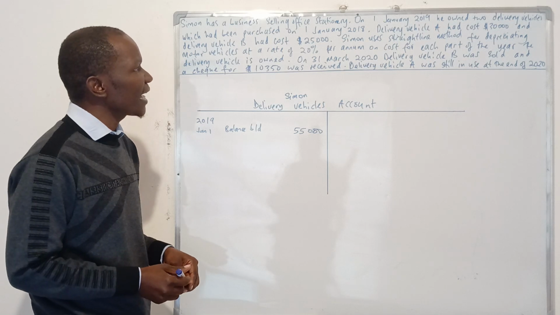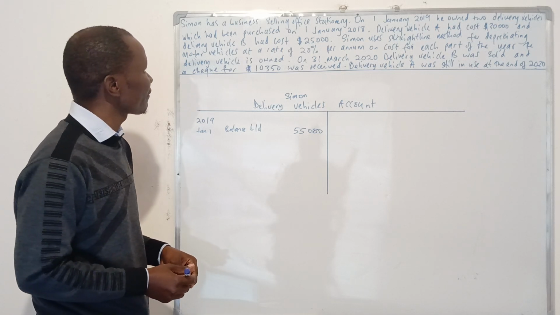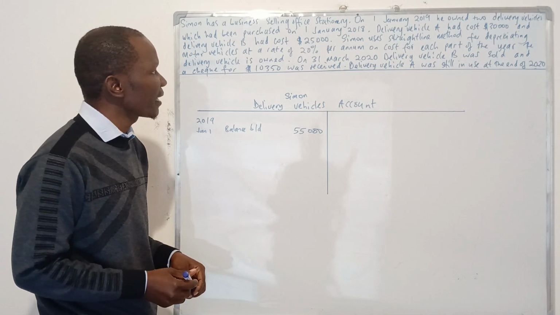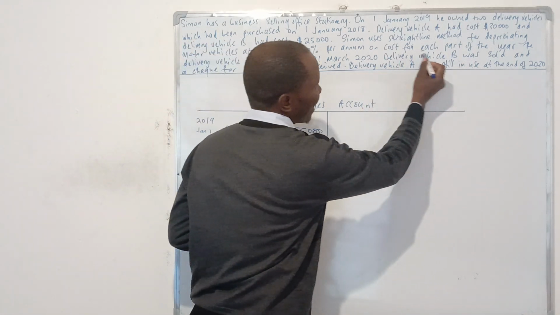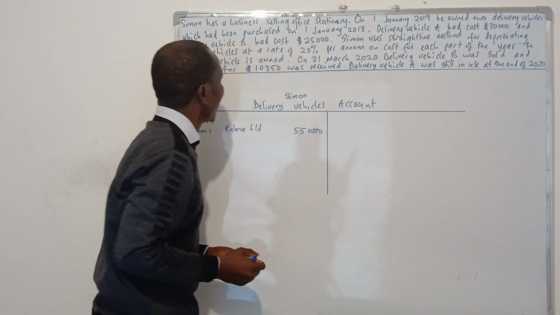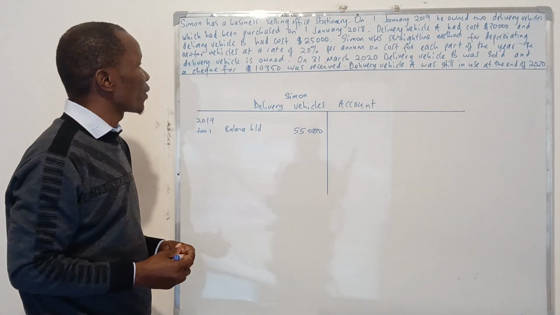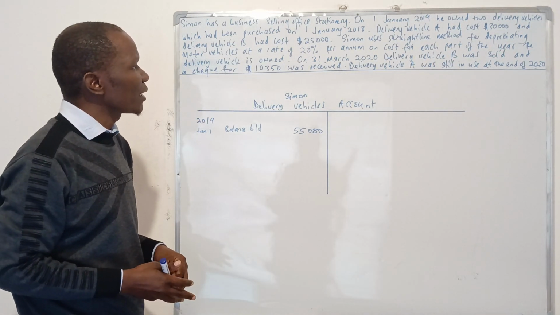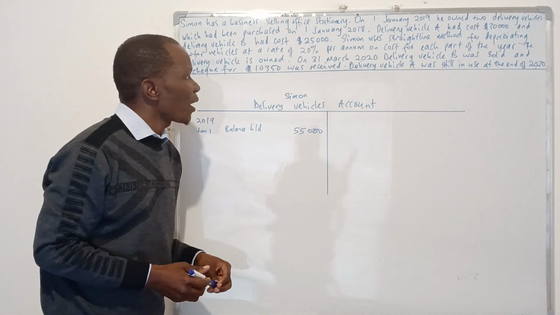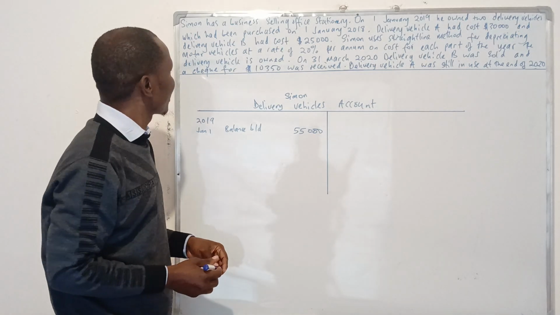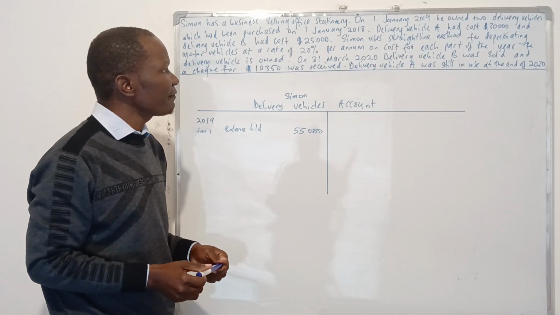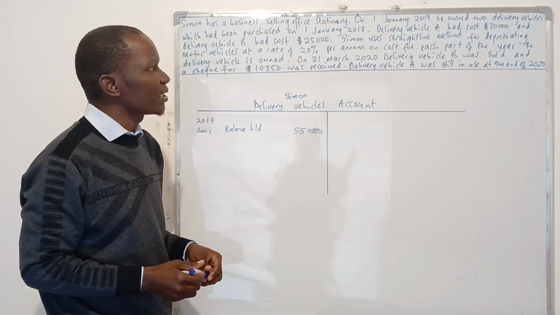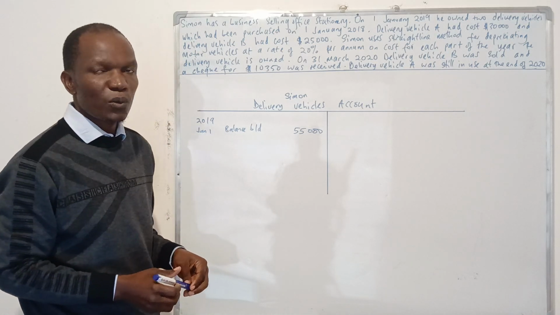Simon uses the straight line method for depreciating motor vehicles at a rate of 20% per annum on cost for each part of the year the delivery vehicle is owned. On 31 March 2020, delivery vehicle B was sold and a cheque for 10,350 was received. Delivery vehicle A was still in use at the end of 2020.